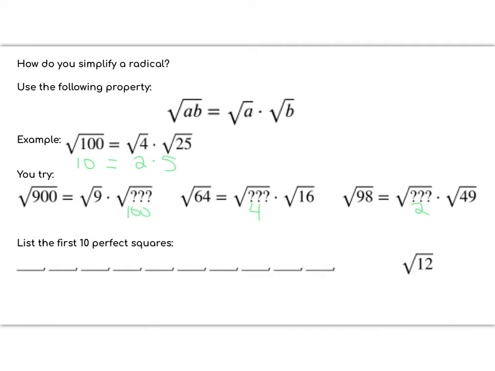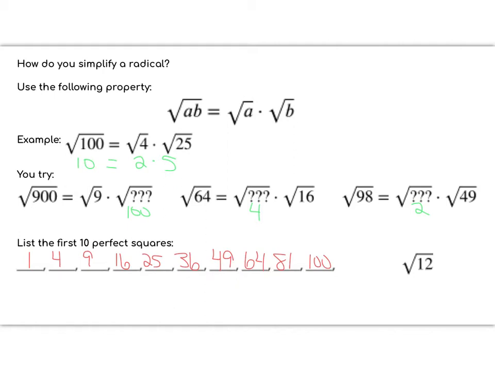Okay, the first thing I want you to do, because this is going to be very important, I want you to list the first 10 perfect squares in these blanks. So there are your first 10 perfect squares. You want to have that list handy so that you can use it to help you with the problems.